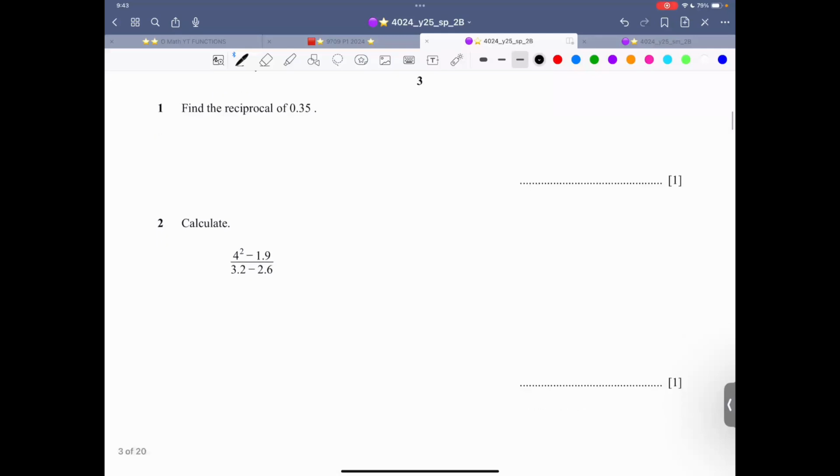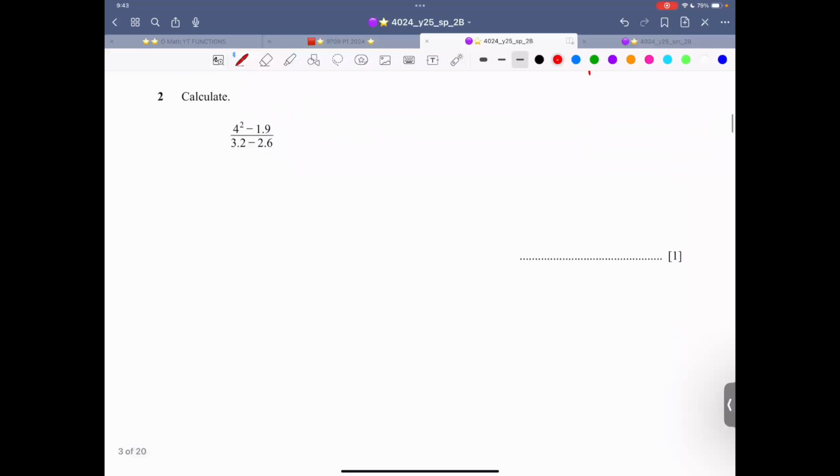Question number 1. Find the reciprocal of 0.35. I'll write 35 over 100 first of all. I'll simplify. 5 sevens are, 5 20s are. Therefore, the reciprocal, just write it over here. That is 20 over 7. No need to reduce it, which of course you cannot. You can write in mixed numbers if you want to, but since they're just asking the reciprocal, leave the answer as it is. Next question, that is simplification.